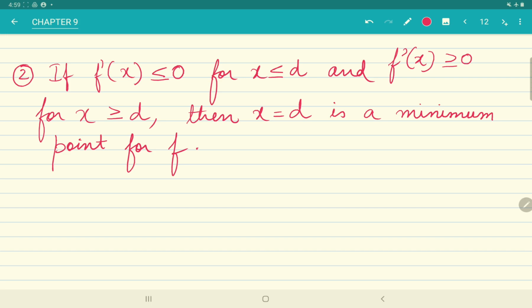So what we see here is that f prime x is less than or equal to 0 for x less than or equal to d. It is greater than or equal to 0 for x greater than or equal to d. That just means that the function is decreasing to the left of d and it is increasing to the right of d, and that just means that x is equal to d would be the minimum point for f.